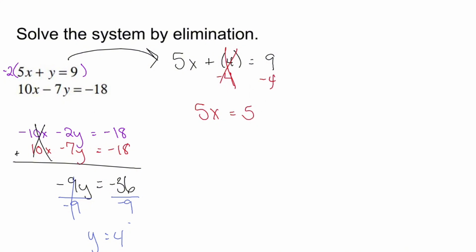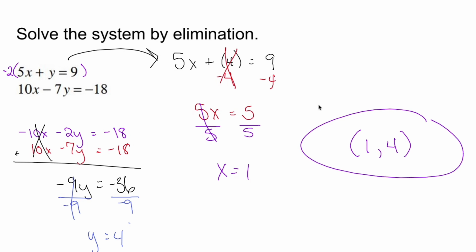In order to get x all by itself, divide both sides by 5. X equals 1. Y is 4, x is 1. This gives me the point (1, 4). Now, this is the solution to a system of equations.